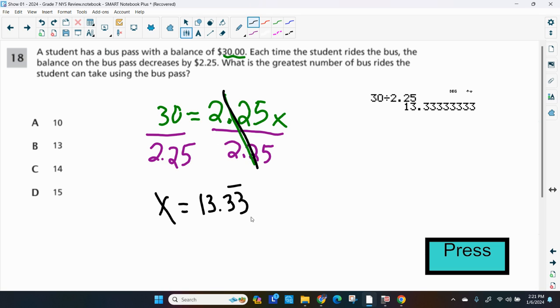So you can ride 13.3333 rides. Here's where you need to know the word truncate. Truncate means cut off, not round off, because people would try to round off and you would get lucky in this case. But truncate means to cut off.